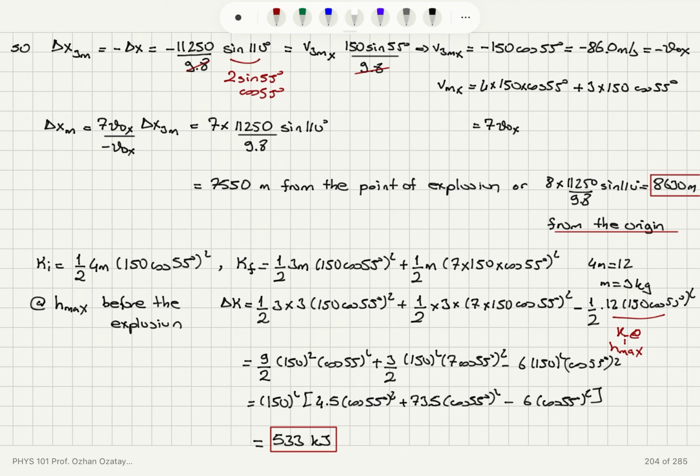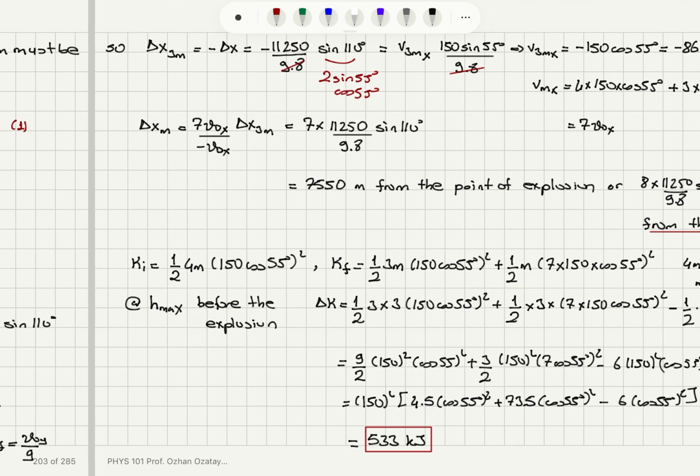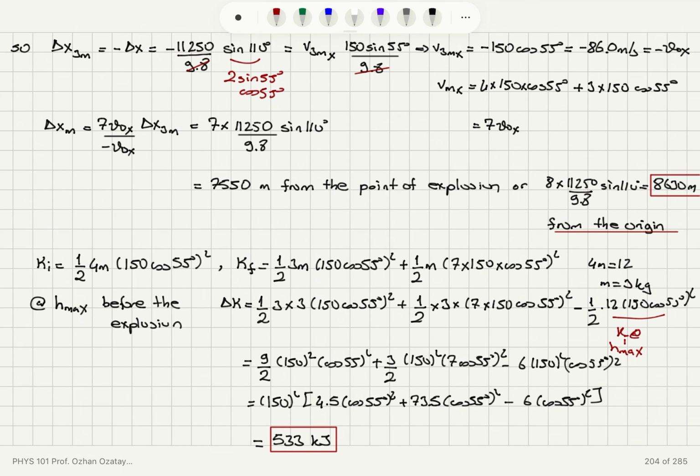Now we can calculate, knowing that we have no y components of the velocities for the two fragments after the explosion. We only have x components, which we have calculated in terms of v0x. One is minus v0x, the other one is 7v0x. We can calculate the final kinetic energy, and the initial kinetic energy right before the explosion was 1/2 times 4m v0x squared. So we can calculate the change in the kinetic energy from this equation to be 533 kilojoules.